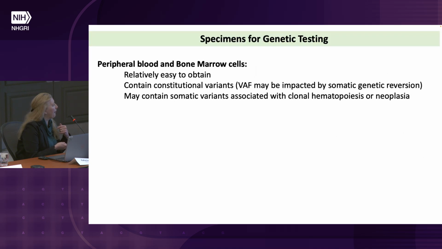Talking a little bit about specimens, peripheral blood and bone marrow cells are relatively easy to obtain and contain constitutional variants, although the VAF may be impacted by somatic genetic reversion. They also contain somatic variants associated with clonal hematopoiesis or neoplasia.